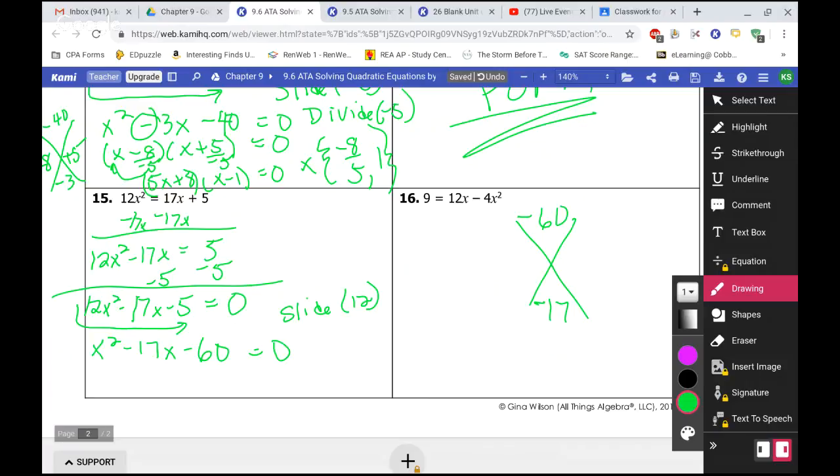So what two factors of 60 multiply to give me a negative 60, but add to a negative 17? So that means I'm going to have one positive, one negative, and the bigger one is going to be negative, because when you find the difference, you give the sign of the higher one. So a big one's going to be negative and a small one's going to be positive. Does anybody know what they are?